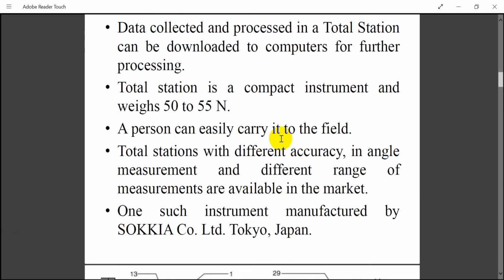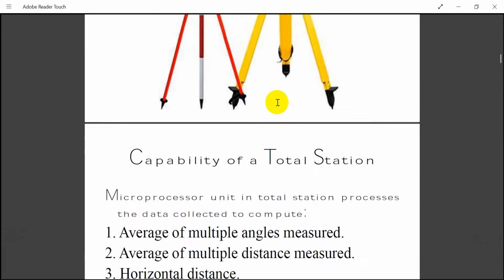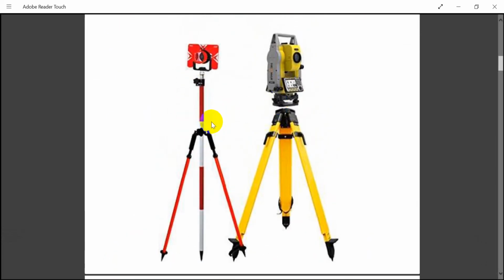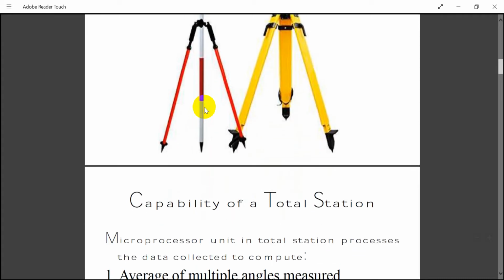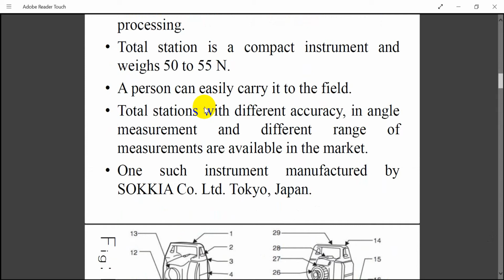So a person can easily carry this out in the field. Just one person is sufficient, because the prism also has a tripod. Whenever you want, just fix the prism, then you can take the readings from the total station. No one needs to hold the prism. So only a single person can do it.